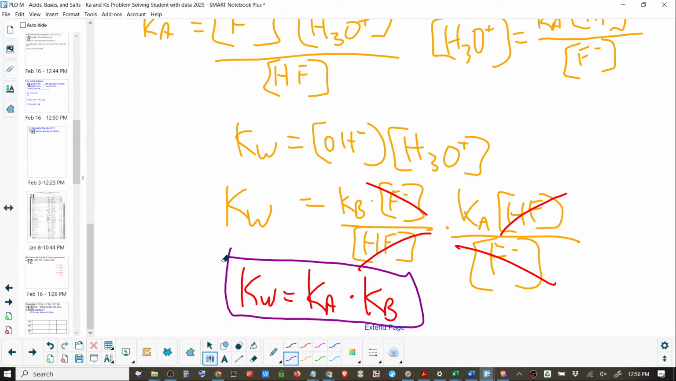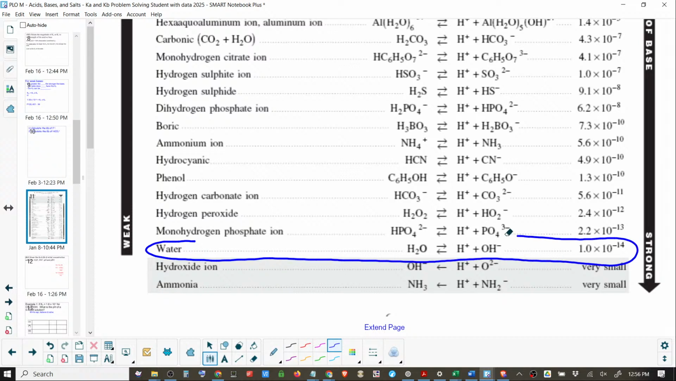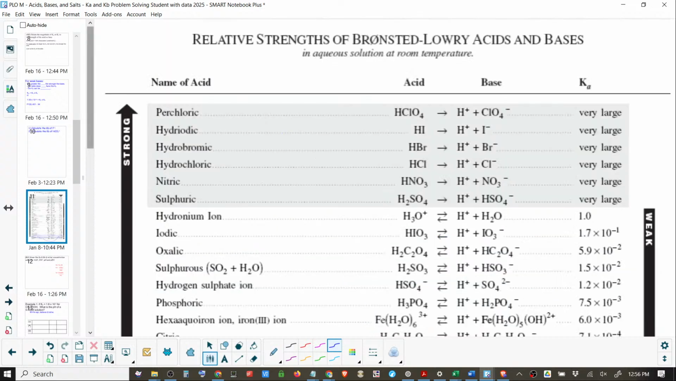Do we give you Kbs on your data table? Take a look. You do have Ka, and you know Kw. If you look at your data table, they give you Kw, because the reaction of water is the Kw. It's the same thing, so it's there at 25 degrees Celsius. They give you the Ka of all these acids.